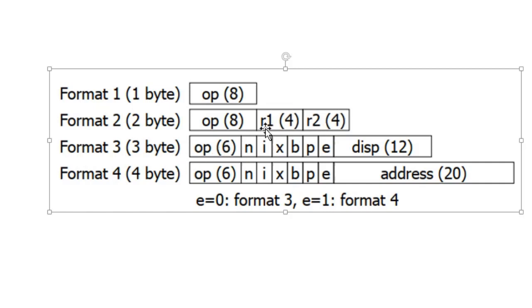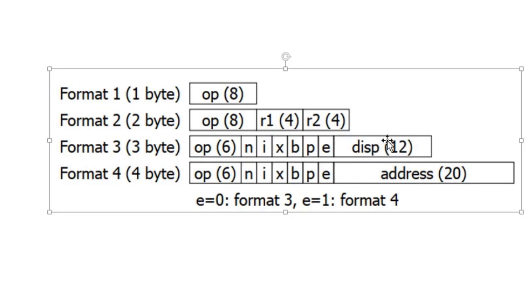represented by their number. In format 3, it is 3 bytes long, means 24 bits, and the split is like this. First 6 bits are treated as opcode, next 6 bits are NIXBPE fields, which are very important in determining the addressing mode, and the remaining 12 bits will be treated as the displacement. And in format 4, again we have 6 bits of opcode, NIXBPE bits, followed by a 20-bit address. This is the address in format 4, and this is the displacement.